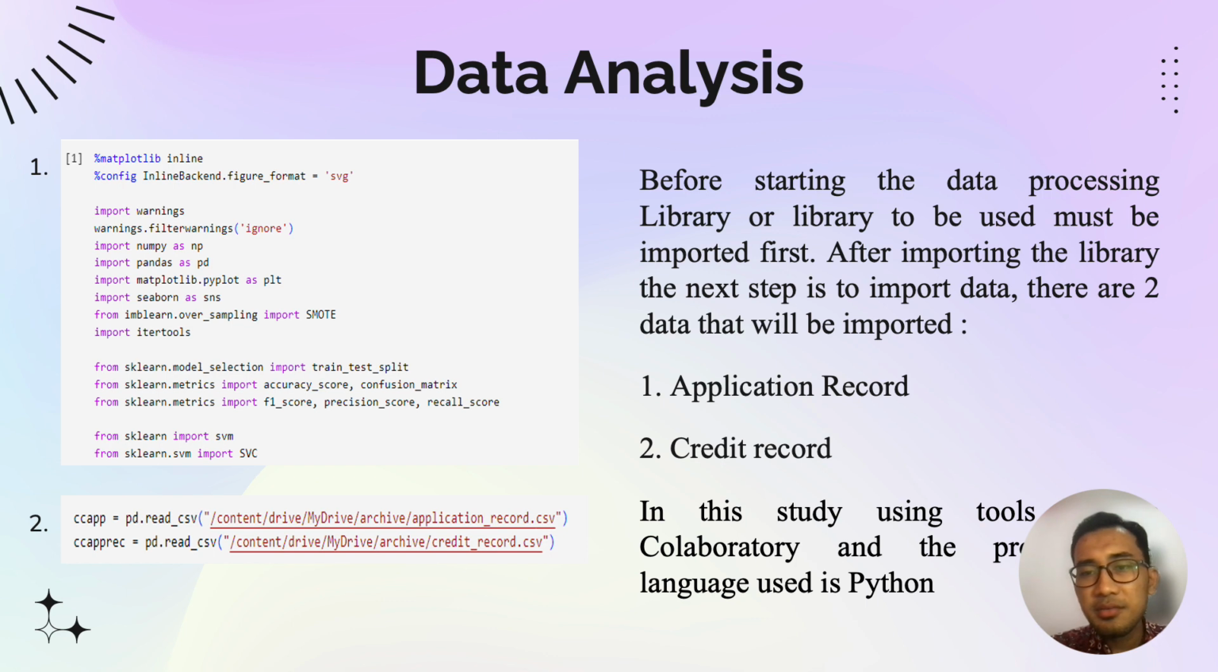Before starting, the data processing libraries to be used must be imported first. After importing the libraries, the next step is to import data. There are 2 datasets that will be imported: figure 1 is the application record, and figure 2 is the credit card. In this study we use the tool Google Colaboratory, and the programming language used is Python.